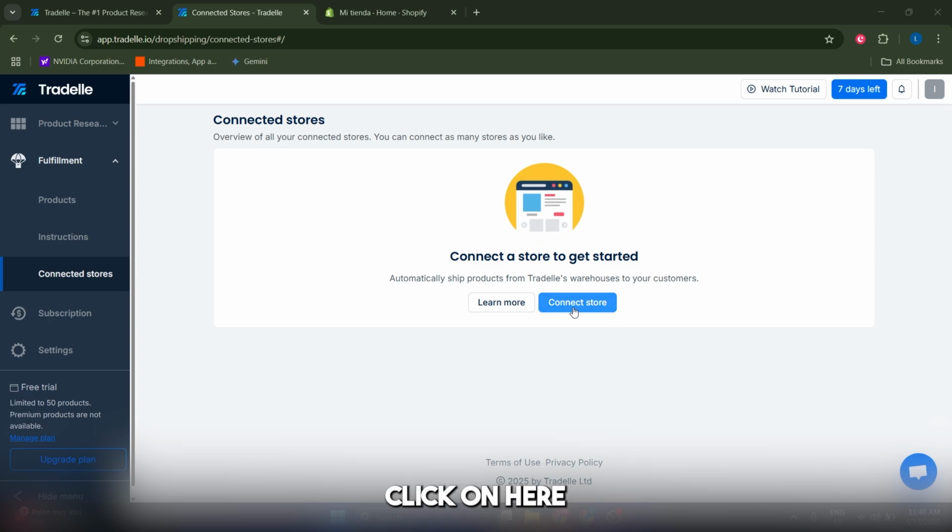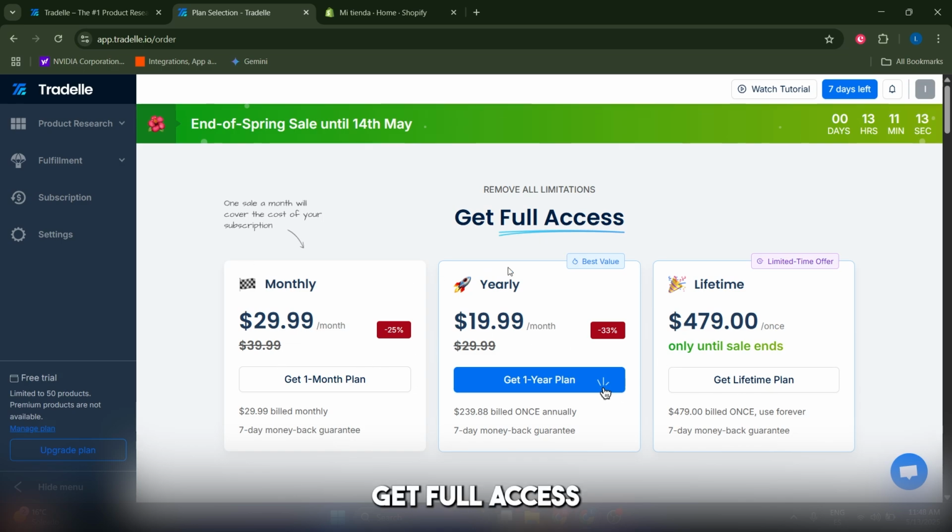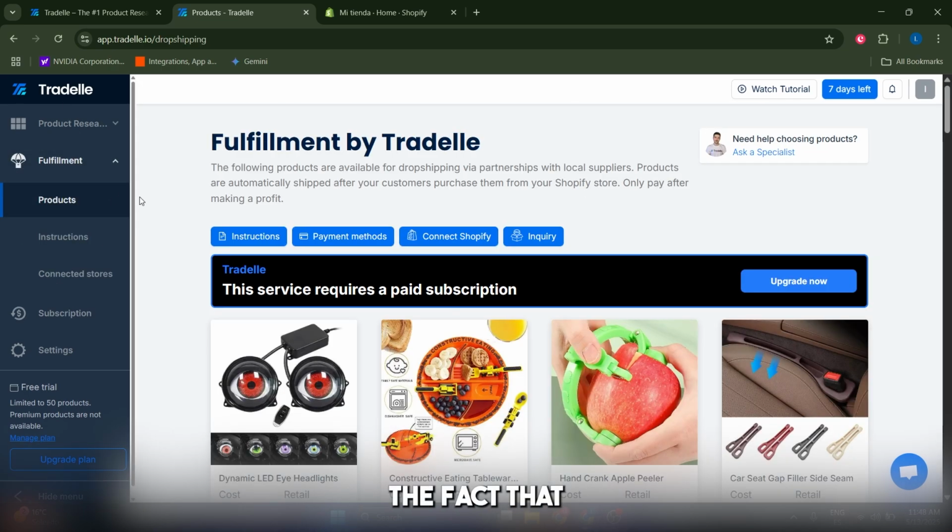So before you click on Connect Store, you must go to your subscription here and you basically have to click on Extend Now and you're going to get full access by choosing a monthly subscription or a yearly or a lifetime, okay? This is something that I don't really like about Tradelle, the fact that you cannot even test it, you know?